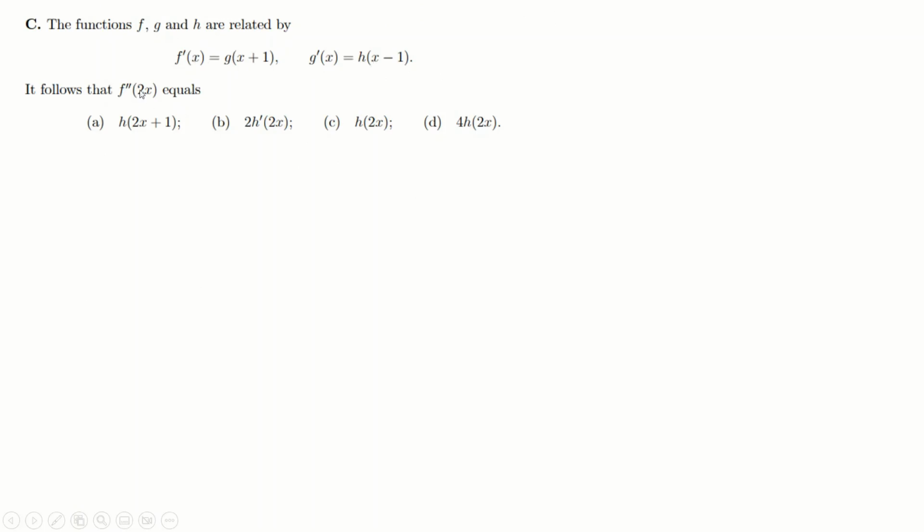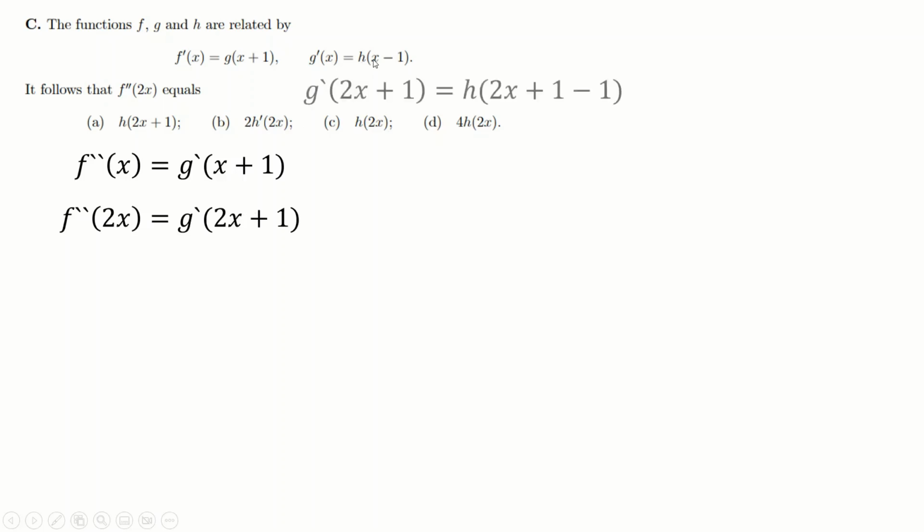So we need f double dash. Let's differentiate this. If we differentiate this, we just get g dashed. That's nice and straightforward. And then let's shove in 2x, which replaces this x with a 2x. And now here, if we just replace this x with a 2x plus 1, we replace this x with a 2x plus 1 to make this. But of course, these ones cancel and we get that. And therefore, f double dashed of 2x is equal to h of 2x.